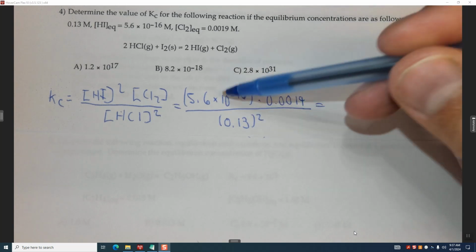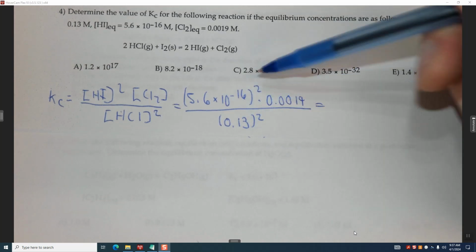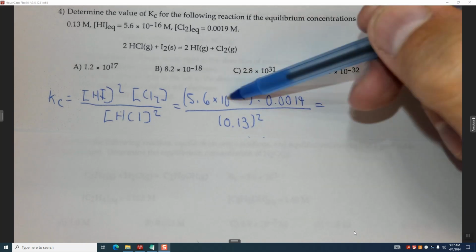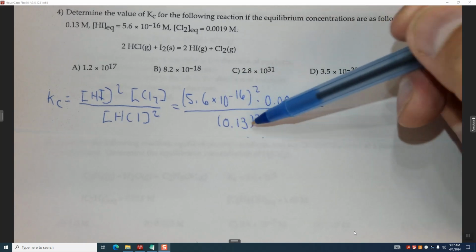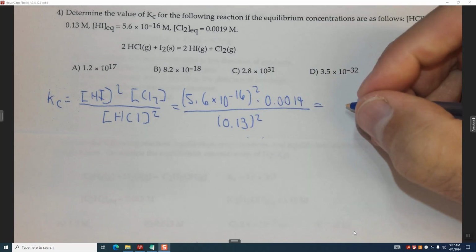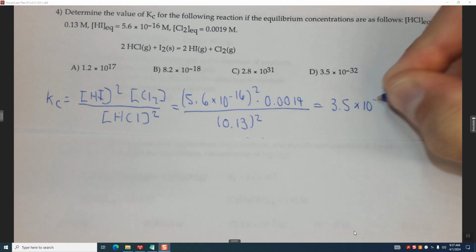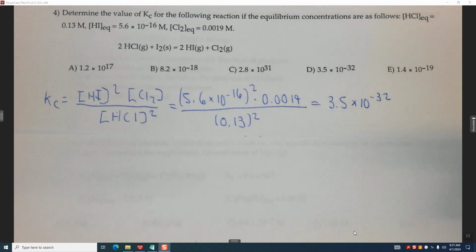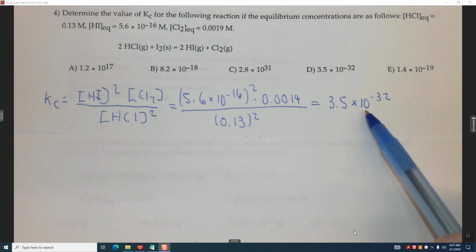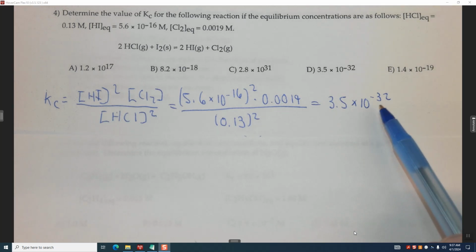Alright, so if we look here, the reactants are clearly favored. There are very, very small amounts of products on the top and a much larger amount of reactant on the bottom. So when we do this, we get 3.5 times 10 to the negative 32. So what you see is we have a very, very small value of Kc. It's much, much less than 1, right? 10 to the negative 32, it's basically 0.